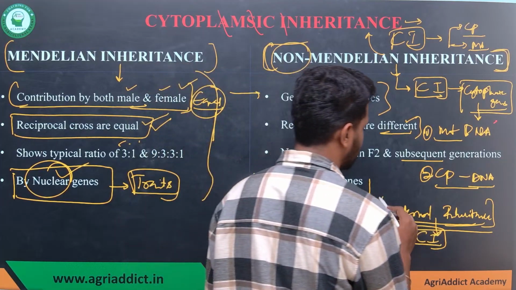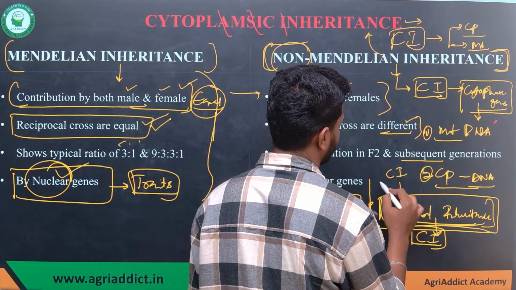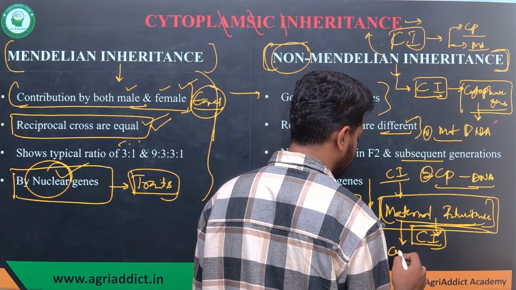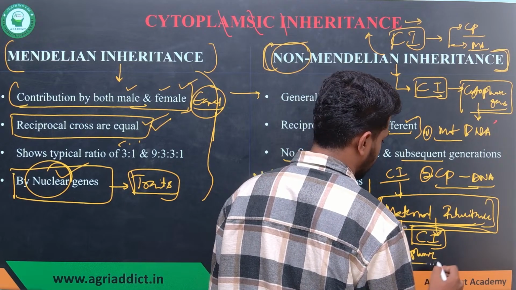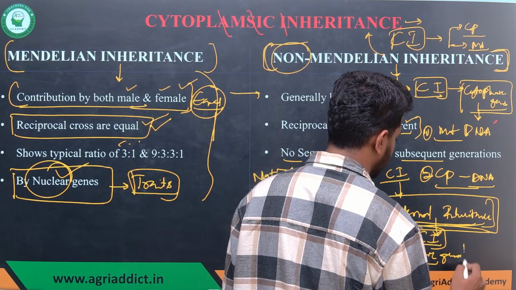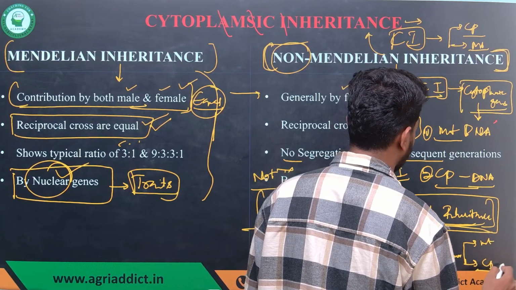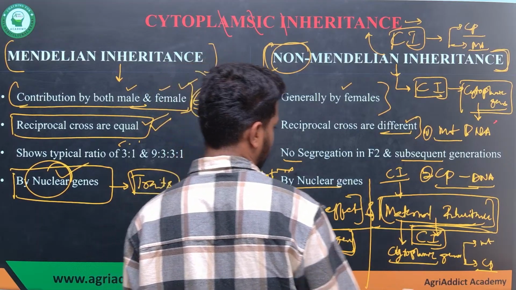But whenever I talk about the maternal inheritance, which is the other name for the cytoplasmic inheritance or extra chromosomal inheritance, this is governed by what genes? This is governed by the cytoplasmic genes. If I say cytoplasmic genes, what does it directly mean? It directly means that genes are either present in the mitochondria or the chloroplast. This is the basics about the cytoplasmic inheritance.